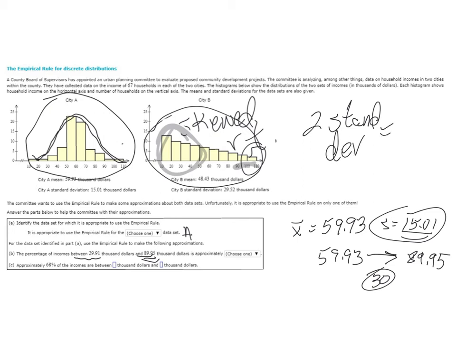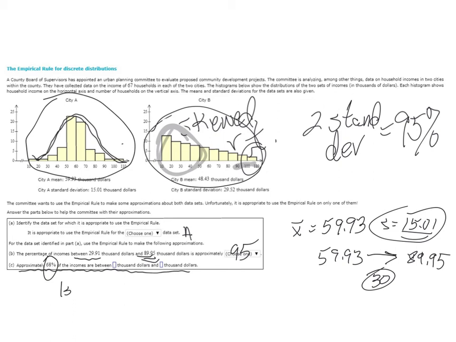The empirical rule says, what's the percentage? That's right, 95%, okay? So I would pick 95% here. And then if I want to know approximately 68% of the incomes are between what? 68% from the empirical rule, that is 1 standard deviation.